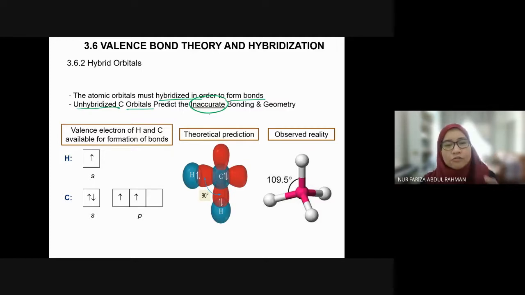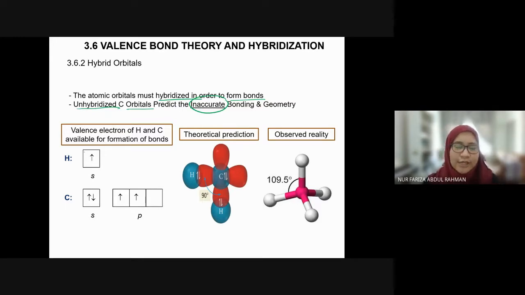So same goes to this. The reason the orbital need to be hybridized is because if not, the geometry will be inaccurate. Dia takkan dapat explain kenapa geometry tu macam tu. Okay, so scientists have come out that in order to get the reality punya ataupun yang betul-betul punya structure, bonding, geometry and so on, okay, the only explanation is to go through the hybridization. Dia kena go through hybridization.